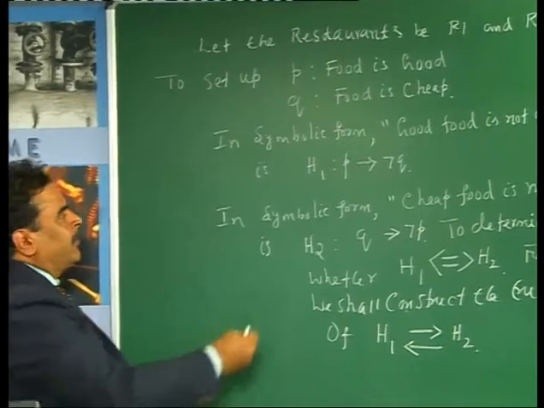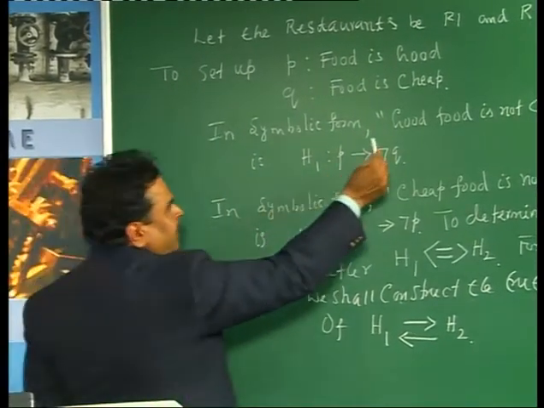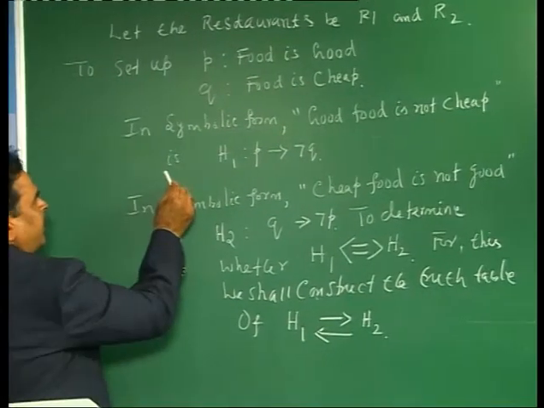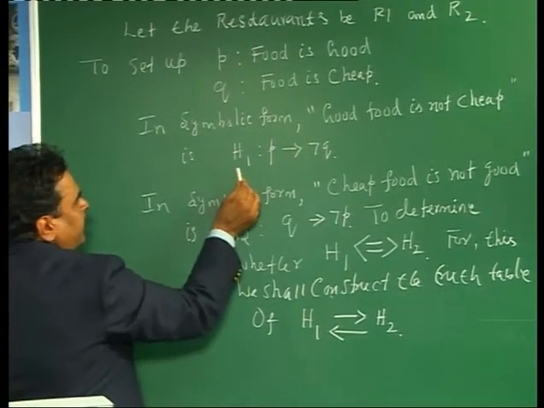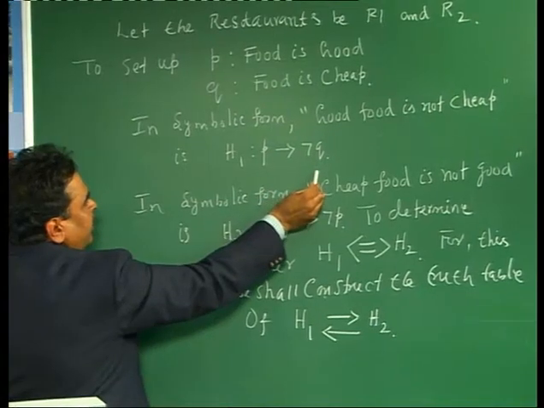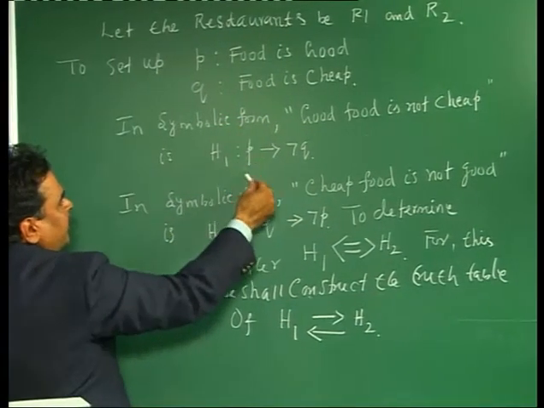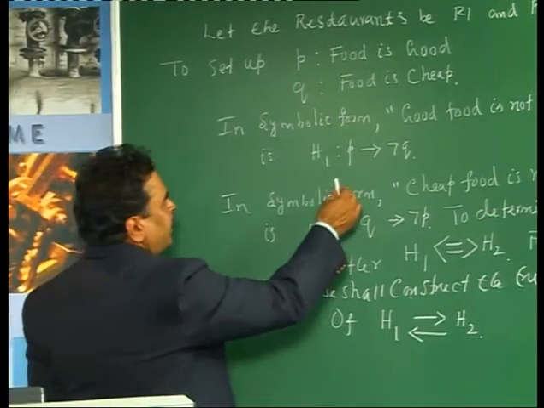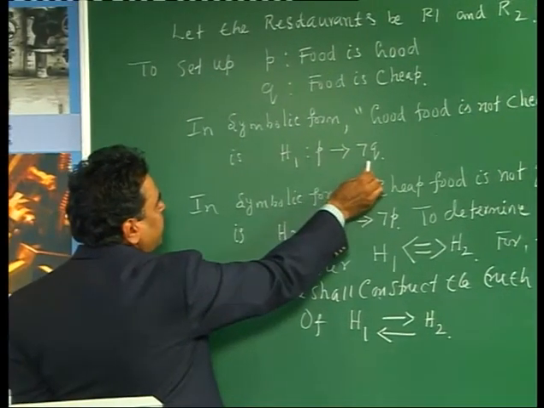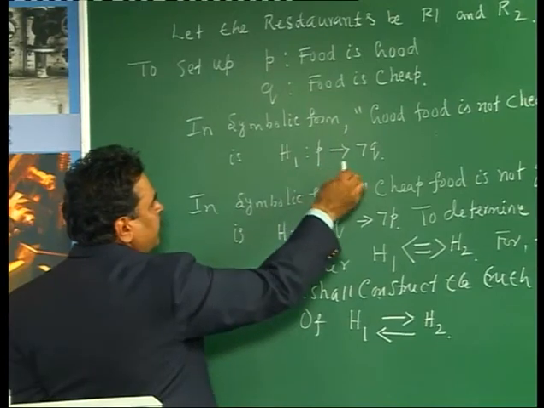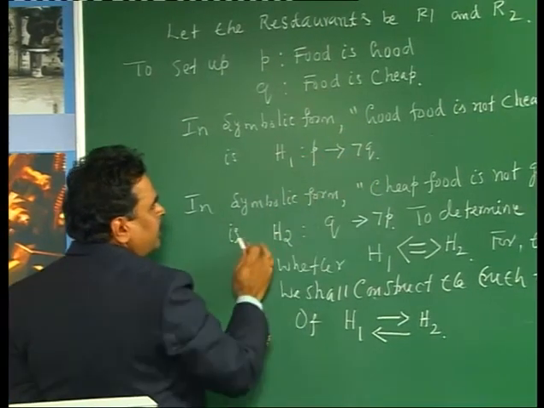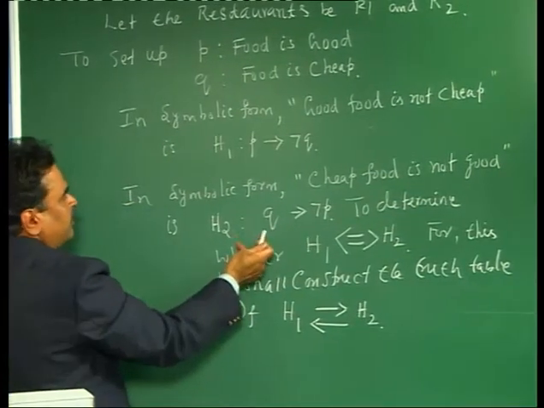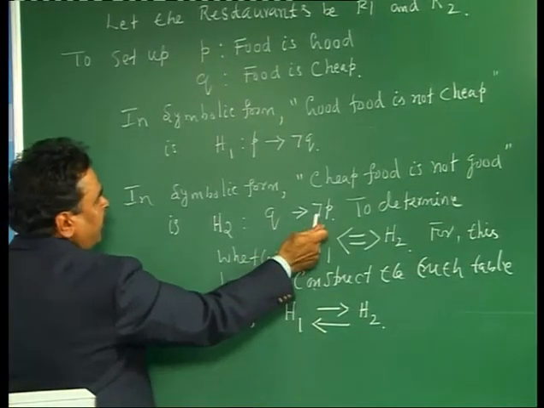Now, the first restaurant has a signboard that says that good food is not cheap. How to write it in symbolic form? I can write this statement as H1: P implies negation Q. That means if the food is good, then it cannot be cheap. Good food is always costly. So, we can write that symbolically as P implies negation Q, which means that if the food is good, then it is not cheap. Similarly, the cheap food is not good. This can be written as: if the food is cheap, that is Q, then it is not good.